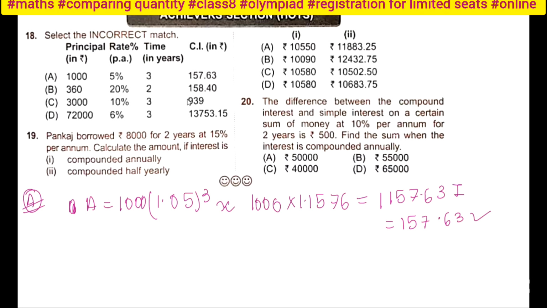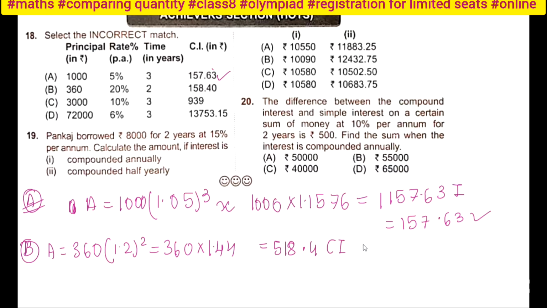157.63, right? So it is right only. Now check B part. B part is 360, so I will do amount is equal to 360 into 1.2 whole square, so I am getting 360 into 1.44, or I can say that it is 518.4. CI, or I can say that it is how much? 518.4 minus 360, or I can say that 158.4. 158.4, this is also right option.